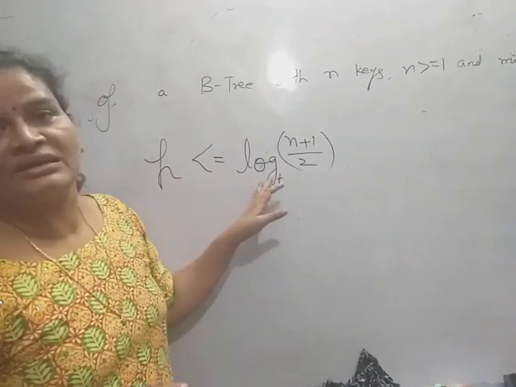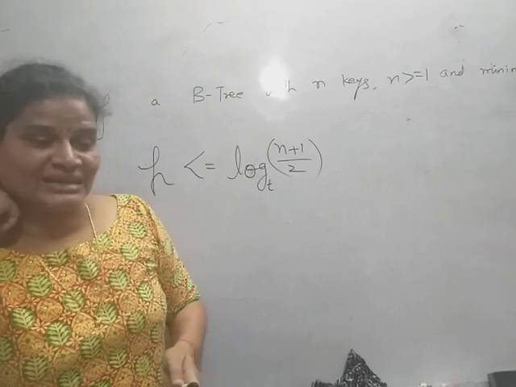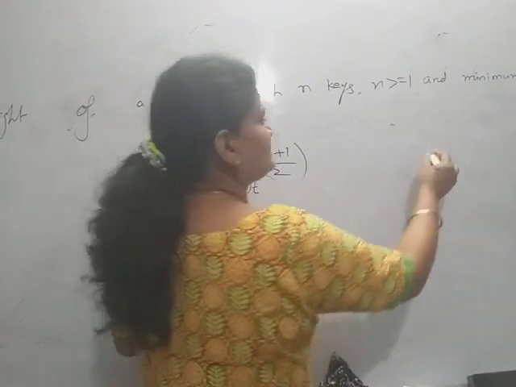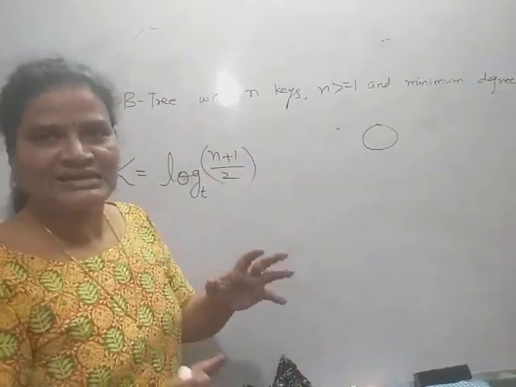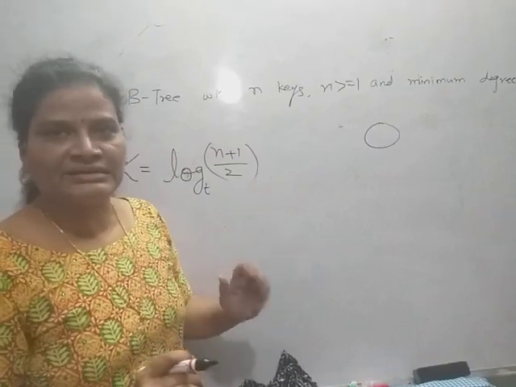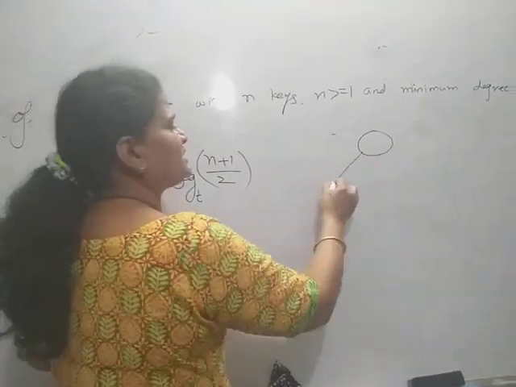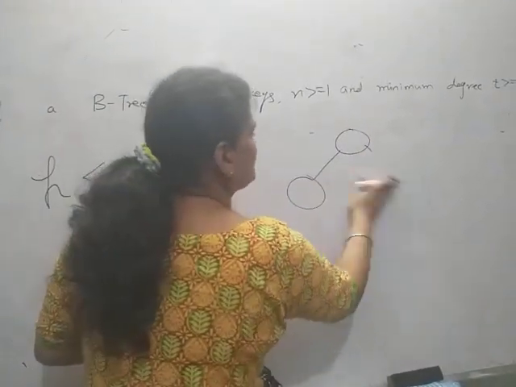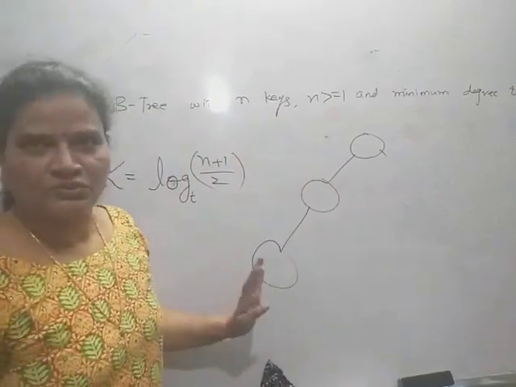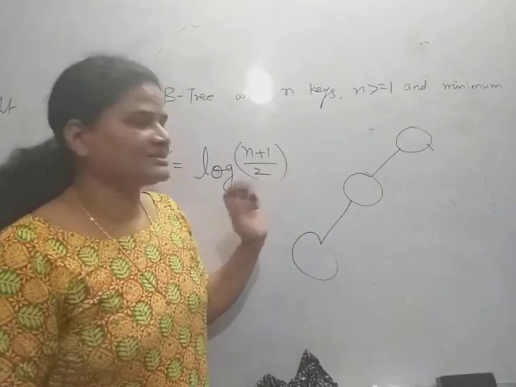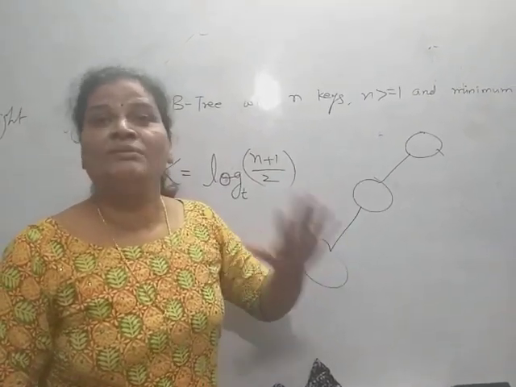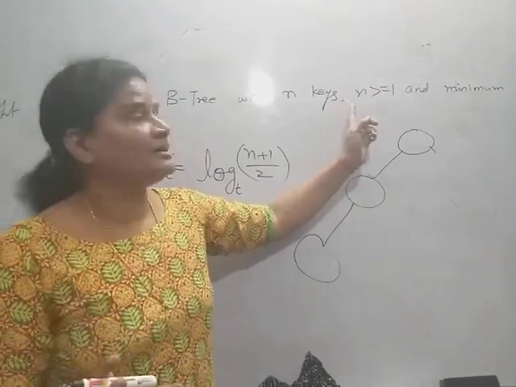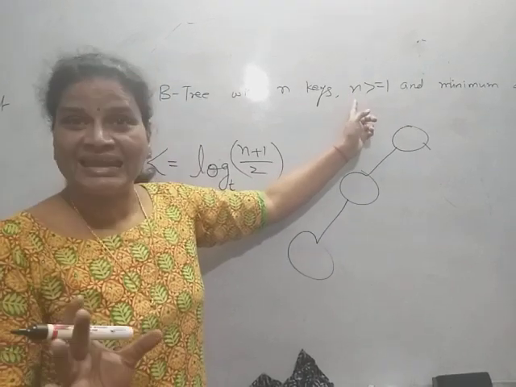Now I will show when the worst case height occurs to store the n keys. Just say for example, we are taking the example of a binary tree. In a binary tree, if we are storing 3 keys, like this, the height is only 1. But if we store them in this way, the height is 2. So our objective in this calculation is the maximum height, the worst case height of the B tree to store n number of keys.